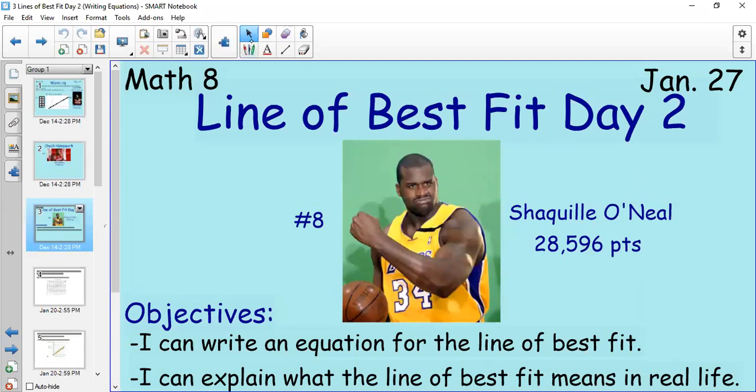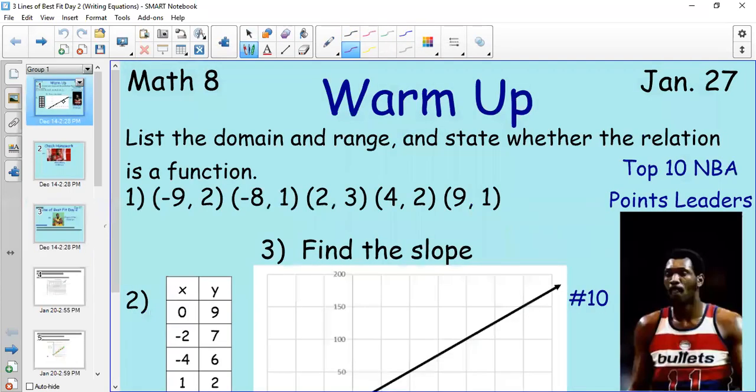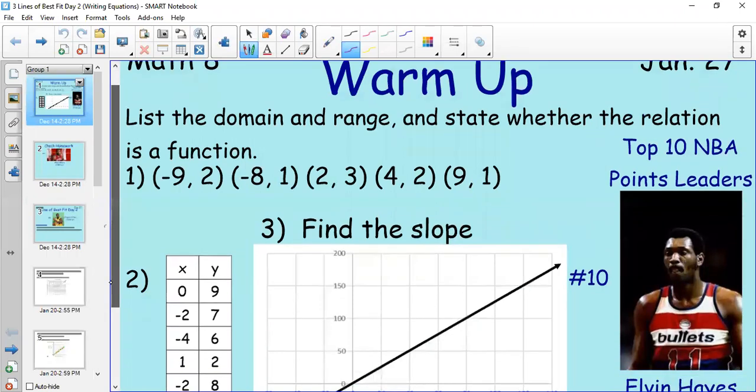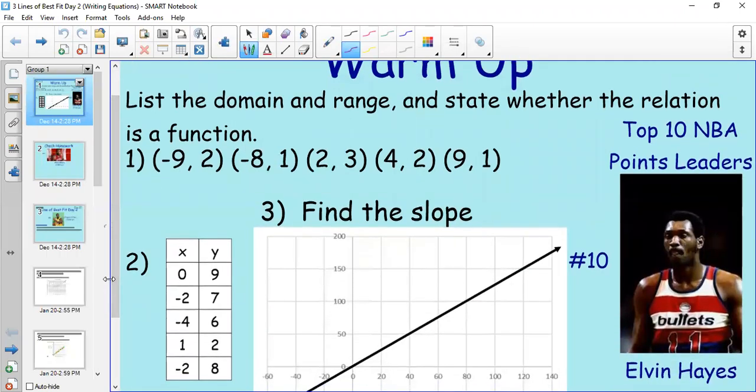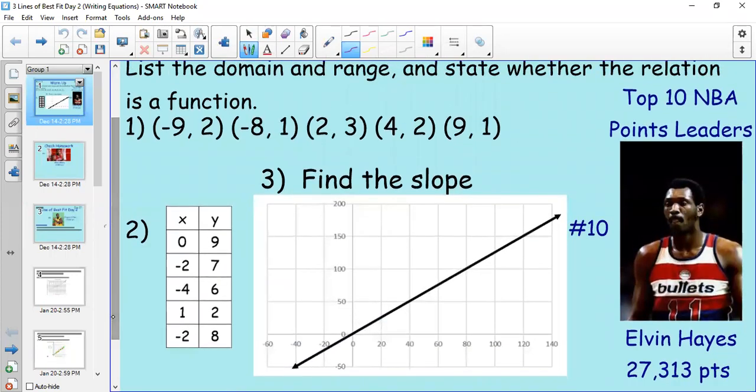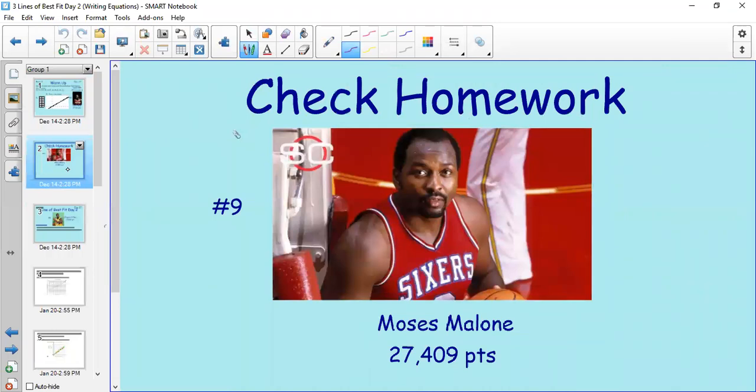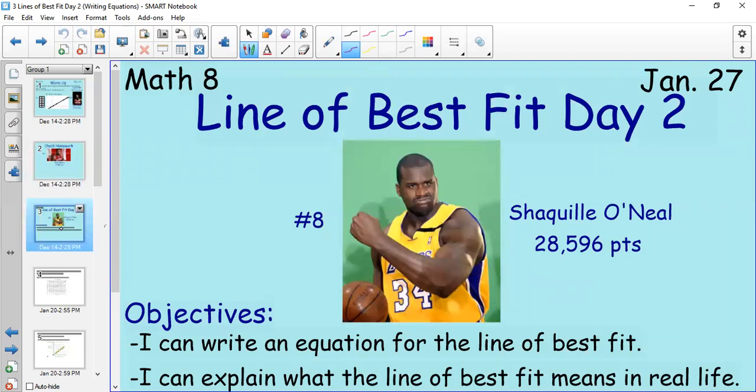Today's theme is kind of cool. It was an idea suggested by a student from last year, and they wanted a countdown of the top 10 all-time leading scorers in the NBA. So number 10 here is a guy named Elvin Hayes, and he had 27,313 all-time points. Then we have Moses Malone. You can see his points there, 27,409. Number 8 was what we started off with, which was Shaq, 28,596. And as the lesson goes on, we will count our way down to number 1.